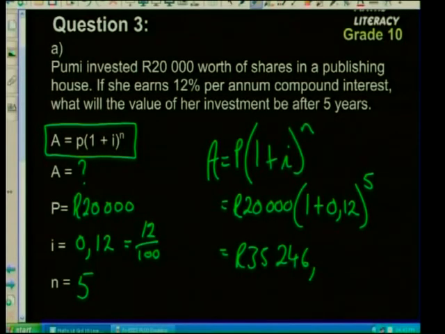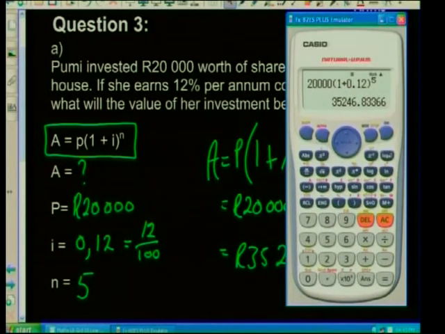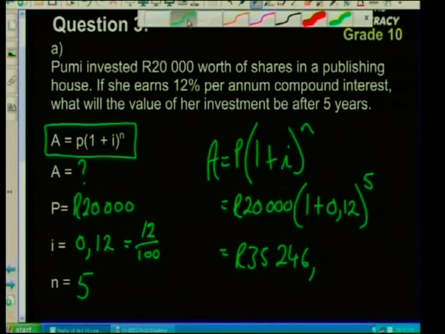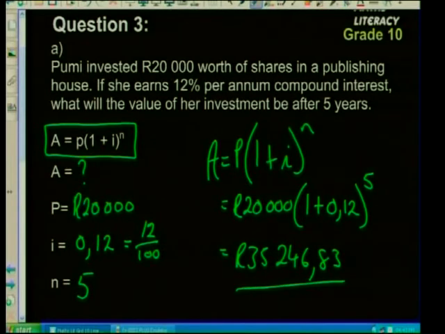35,246 rand. And how many cents? 83 cents when we round that off. So it's going to be 83 cents. So that's quite a bit of money, hey? Take 20,000 rand, put it aside for 5 years, and suddenly, voila, you got 35,000. So why is it so much?